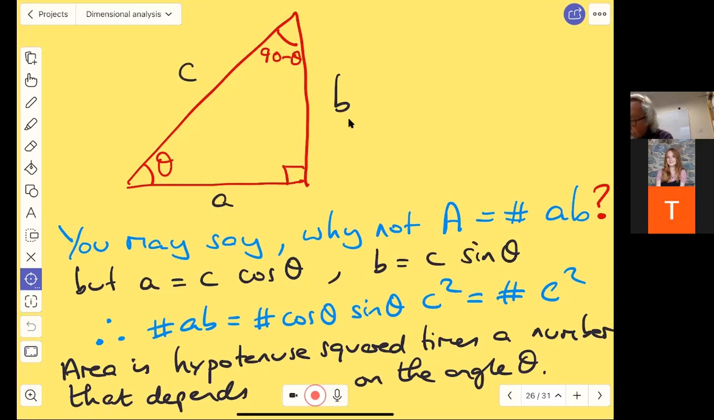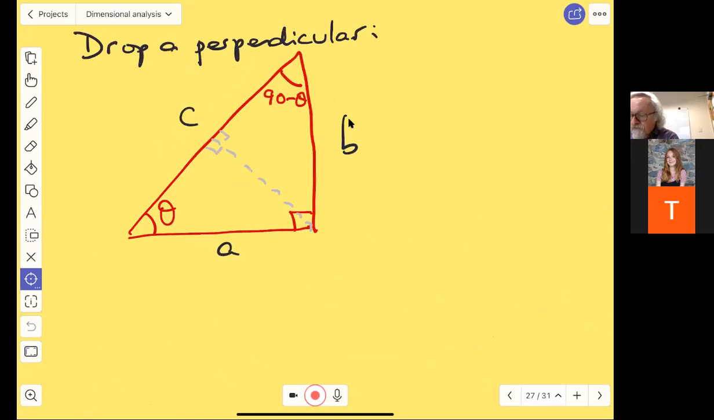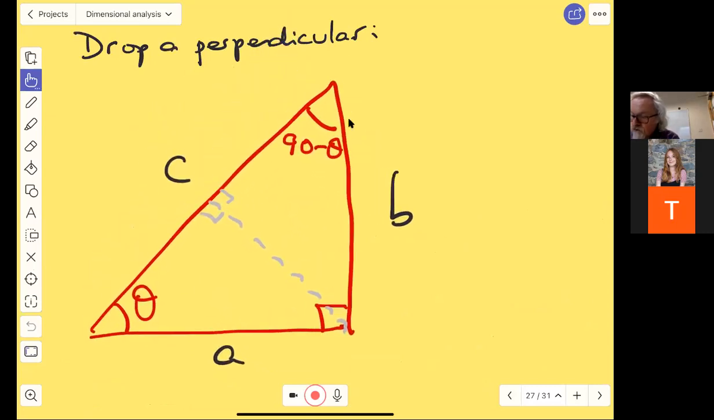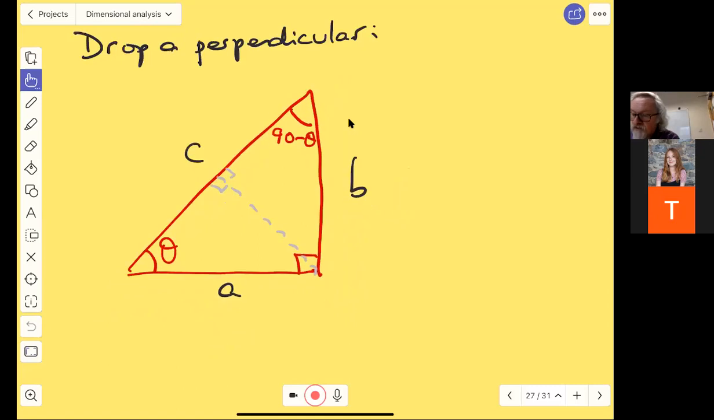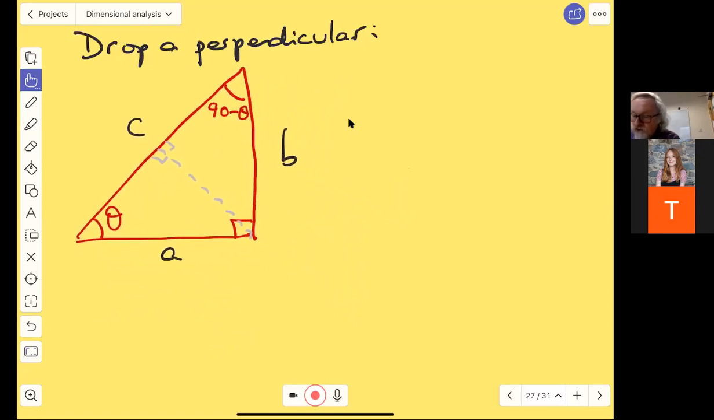So what I'm saying is the area of a triangle is the hypotenuse squared times some number which depends upon the angle theta. We can work out what that is, but I'm not going to worry about it. So here's our triangle. We can make it larger, changing the area and changing the hypotenuse. We can make it smaller, whatever we want to do.